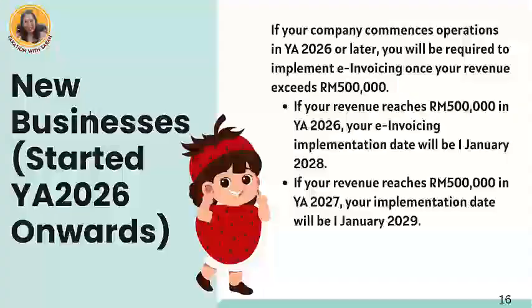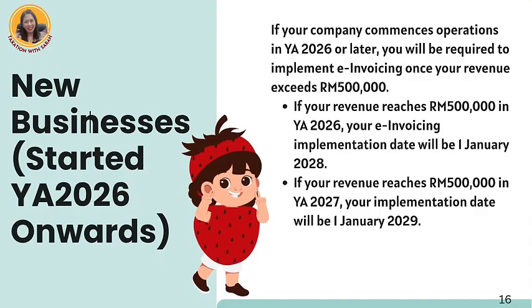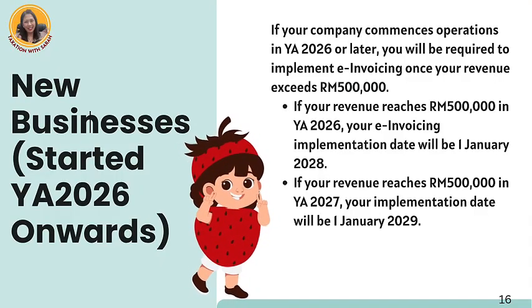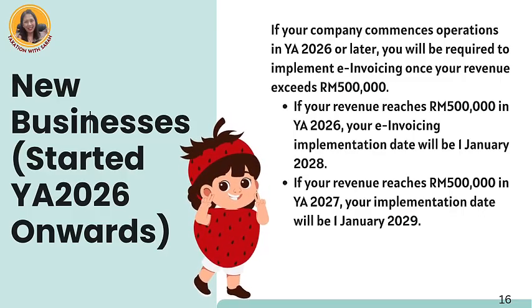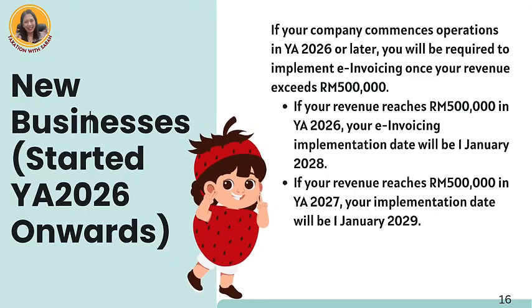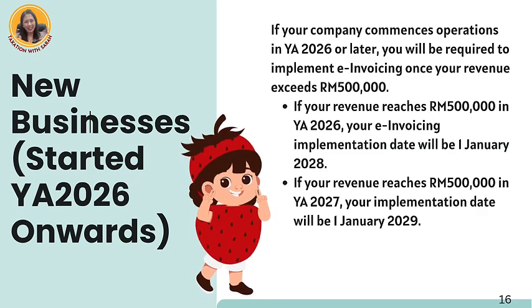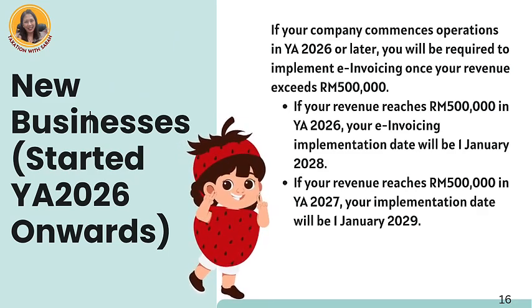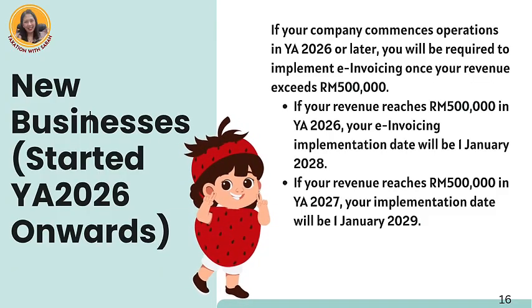New businesses started YA 2026 onwards. If your company commences operations in YA 2026 or later, you will be required to implement e-invoicing once your revenue exceeds RM 500,000. If your revenue reaches RM 500,000 in YA 2026, your e-invoicing implementation date will be the 1st of January 2028. If your revenue reaches RM 500,000 in YA 2027, your implementation date will be the 1st of January 2029.